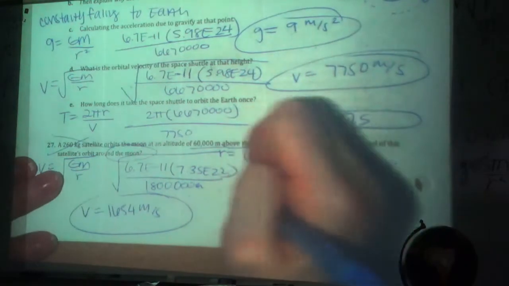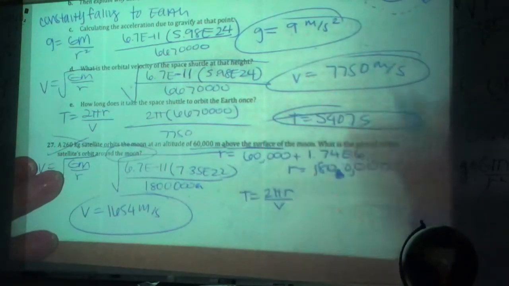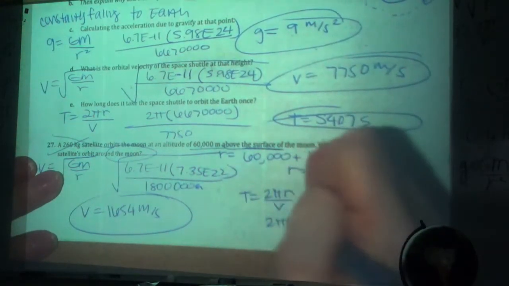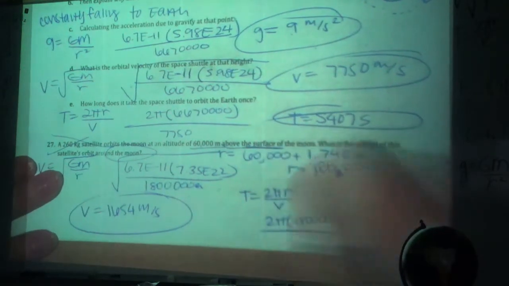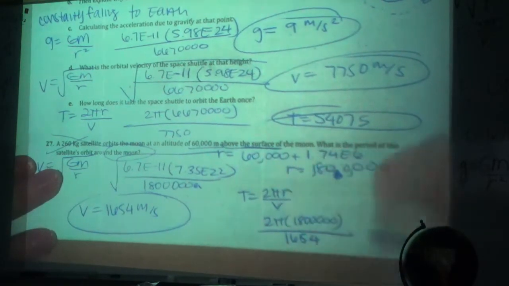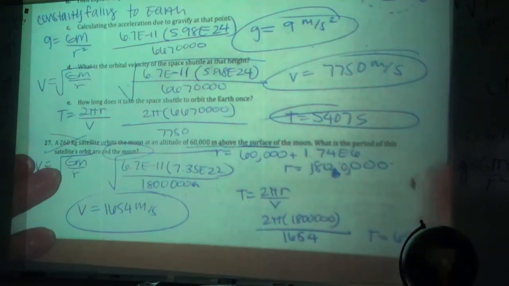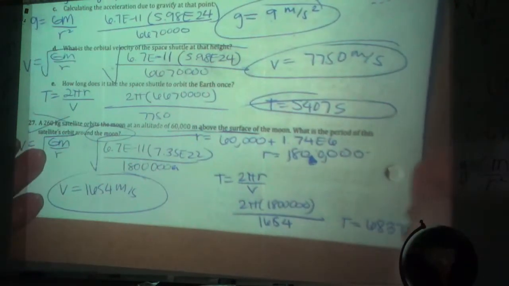And then last step is actually to find the period, what it asks for. So 2 pi radius over the velocity we just found is going to give me a period of 6,837 seconds.